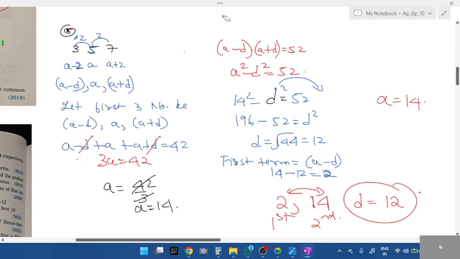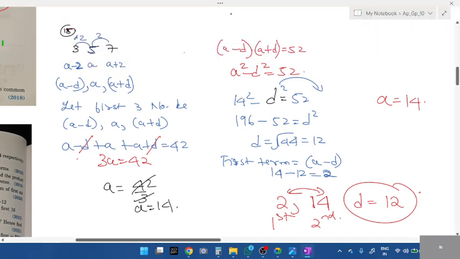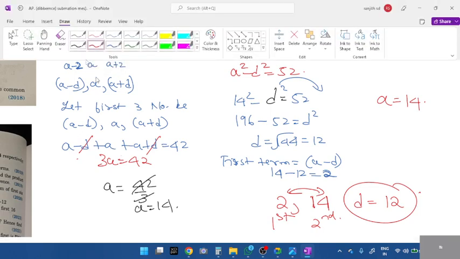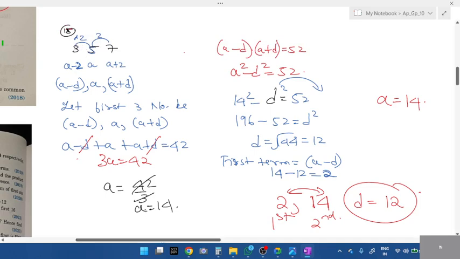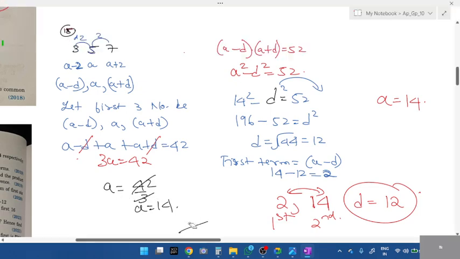The reason is, what is A, students? In AP or GP, what does A stand for? We always take first term, right? So there you get confused. As soon as you get A14, we might think this is the answer. This is not the answer. I'll do one thing. Instead of taking A, we'll take the formula like this.